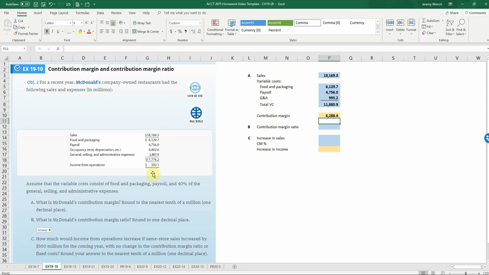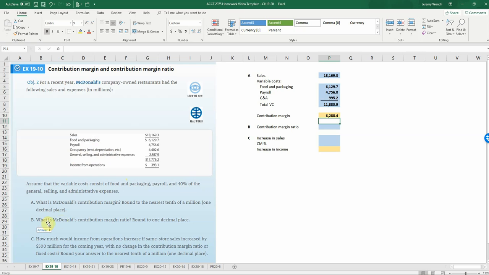If you'll notice, what we did is we ignored fixed costs completely. The other cost we had here was occupancy costs, which is rent and depreciation. Rent and depreciation is going to be a fixed cost. If we sell one more hamburger, our rent doesn't go up, our depreciation doesn't go up.